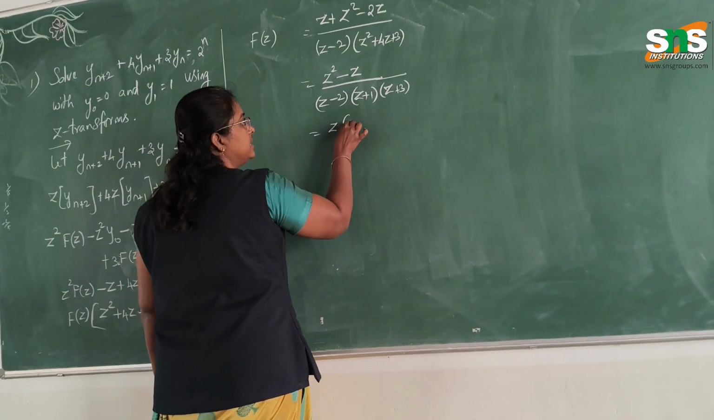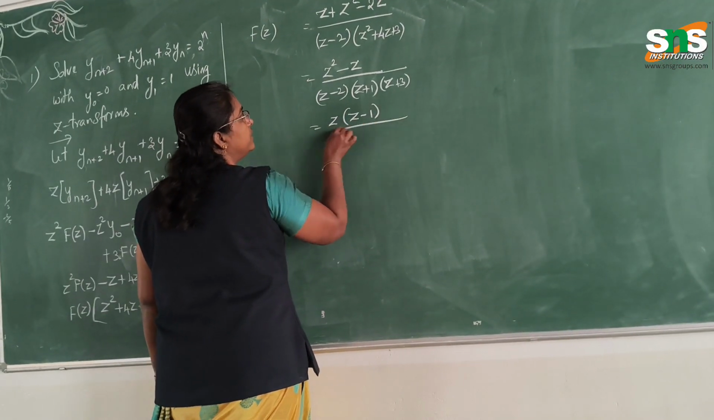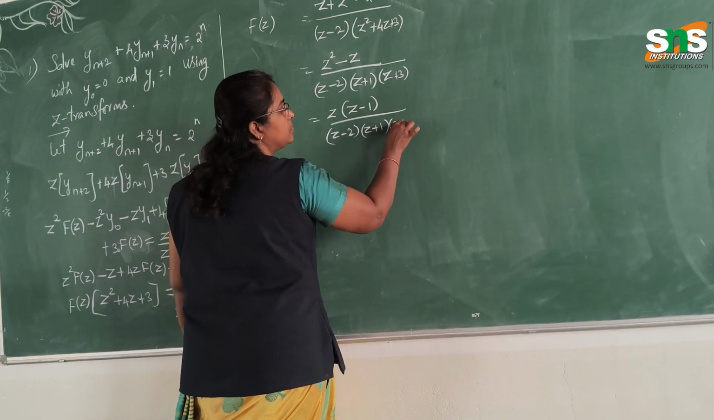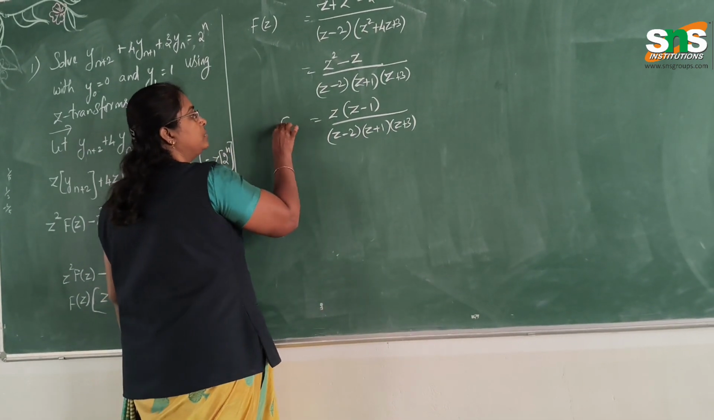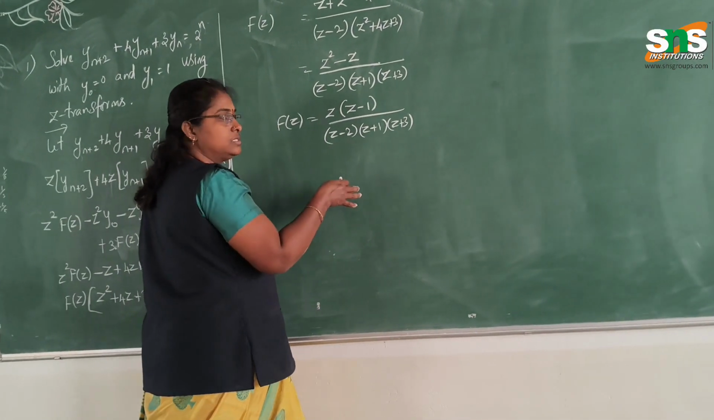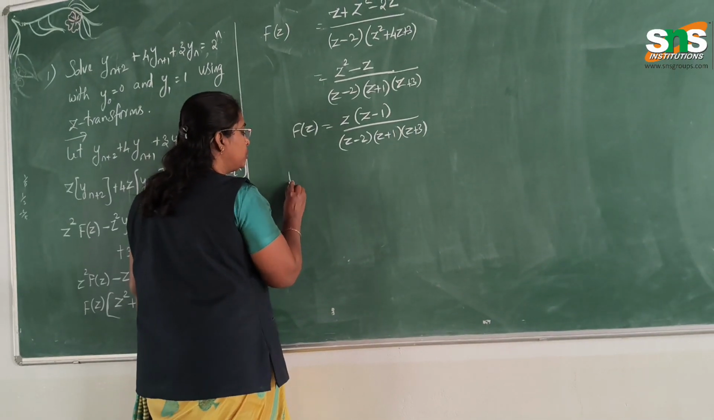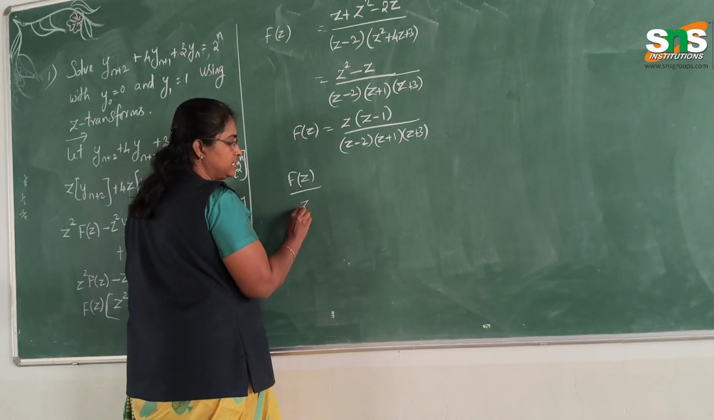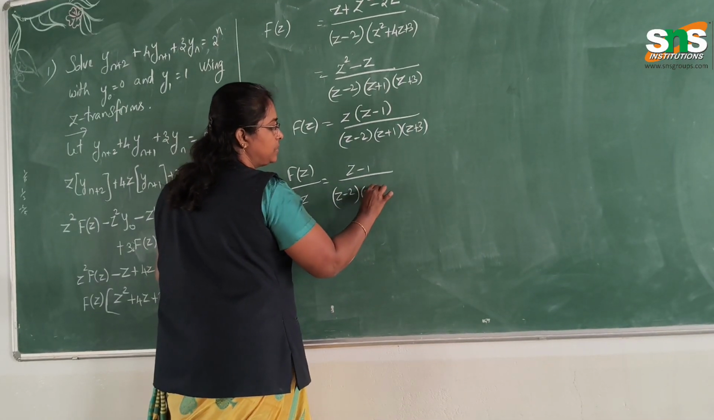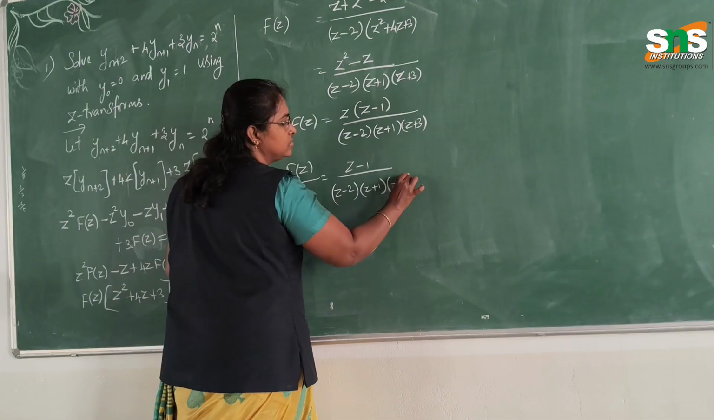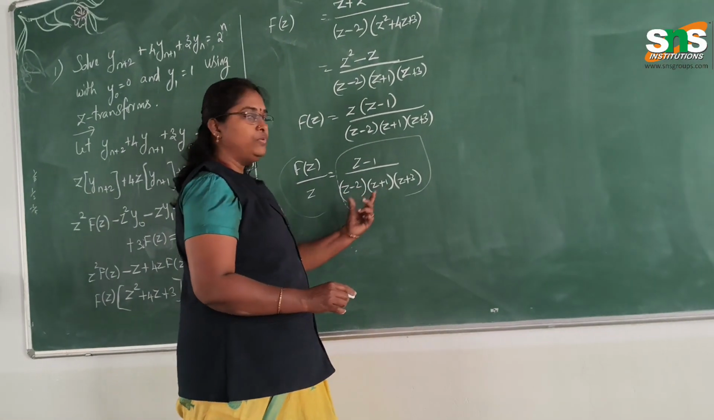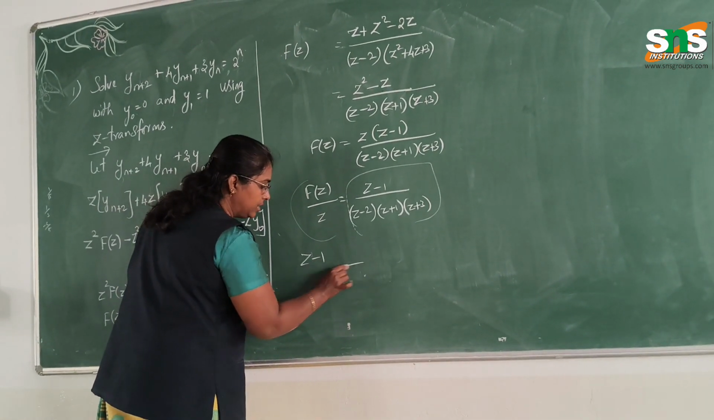Taking z common, we get z minus 1 divided by z minus 2, z plus 1 and z plus 3. For F(z), I am going to follow partial fractions after this. In partial fractions, I am going to follow the second method. So F(z) divided by z equals z minus 1 divided by z minus 2, z plus 1 and z plus 3. For this alone we are going to calculate the value.